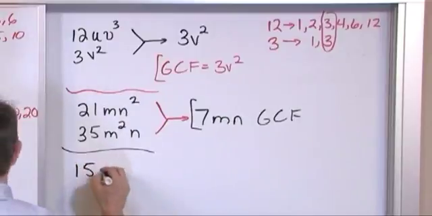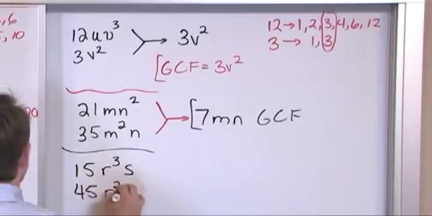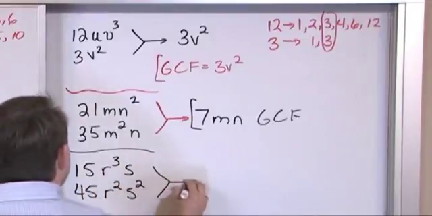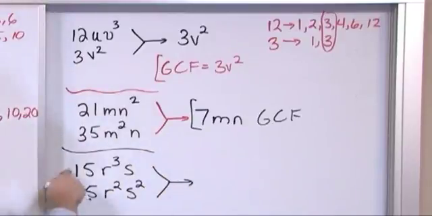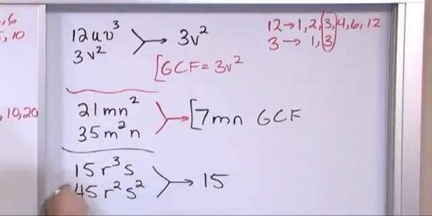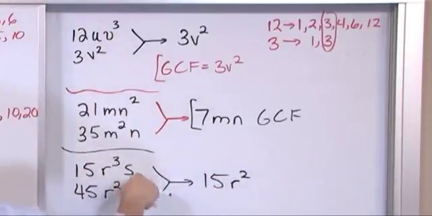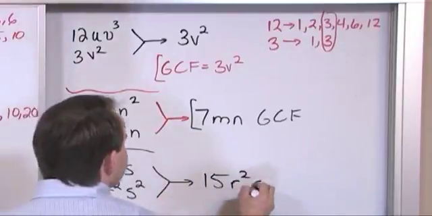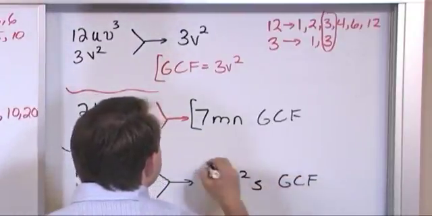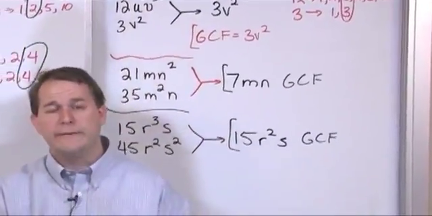Final problem, 15 r cubed times s, 45 times r squared times s squared. When you list all the factors of 15 and all the factors of 45, the largest number that can divide into both of these numbers is 15. Because 15 can go into here 1 time, 15 can go into here 3 times. Now you look at the letters. You have 3 r's up here and 2 r's down here, so it's only the 2 r's that are common. Here you have 1 s and 2 s's because you have the s squared, so s is the only thing common to both. So the greatest common factor is 15 r squared s.